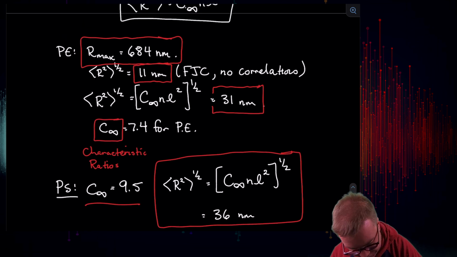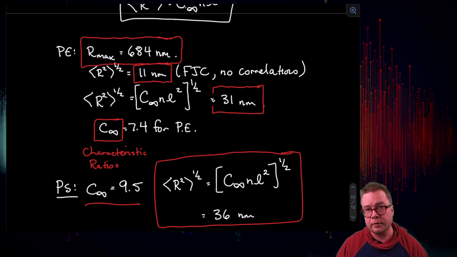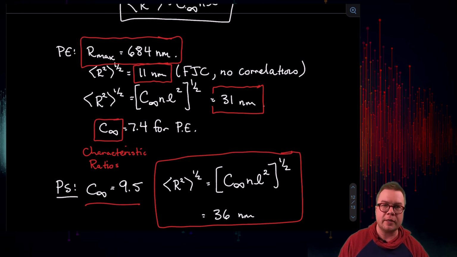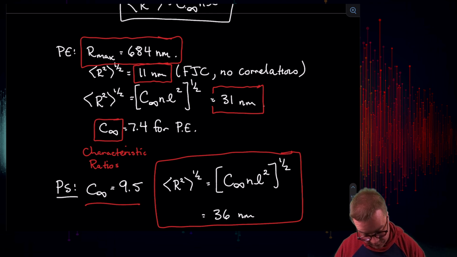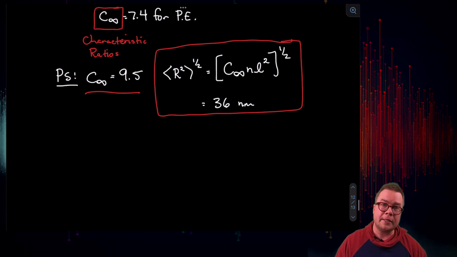So compare that. Freely jointed chain, 11 nanometers, no restrictions on bond angles. Something like polyethylene with a small amount of restrictions on the bond angles, we get a larger radius of gyration of 31 nanometers. And if we look at something like polystyrene, where again, we're increasing the local correlations, because we have more restrictions on those bond angles, we get an even bigger polymer chain.